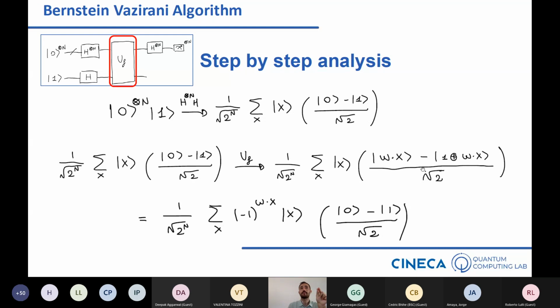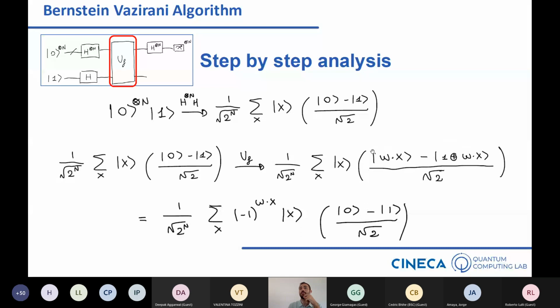But then, as you can see, you can rewrite everything. I mean, the information that you get in the last register is already in the first register in this way. Okay, so it's the power. Yeah, it's something that I think is called phase kickback.